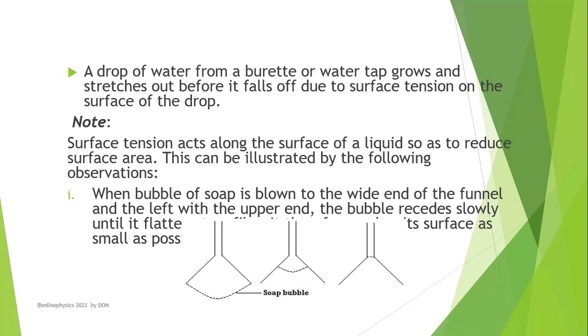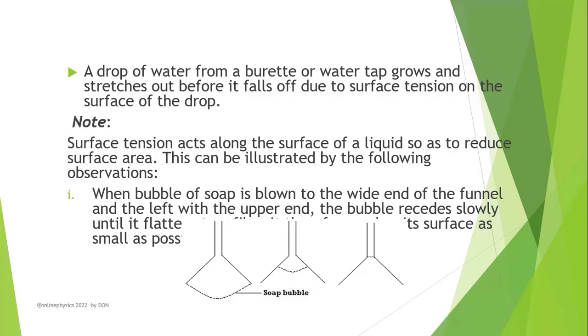Then a drop of water from a burette or water tap grows and stretches out before it falls off due to surface tension on the surface of the drop. So it appears spherical as it drops down. So that is as a result of surface tension.